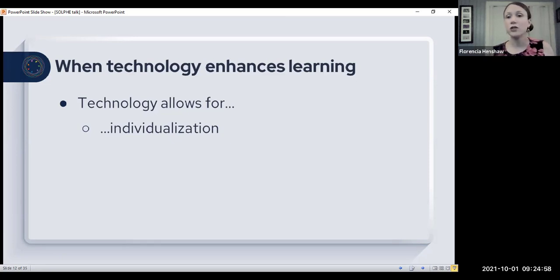It allows us, obviously, in the case where you're giving options, it's easier, right, to assign something and the learner can choose which task to complete, for example.